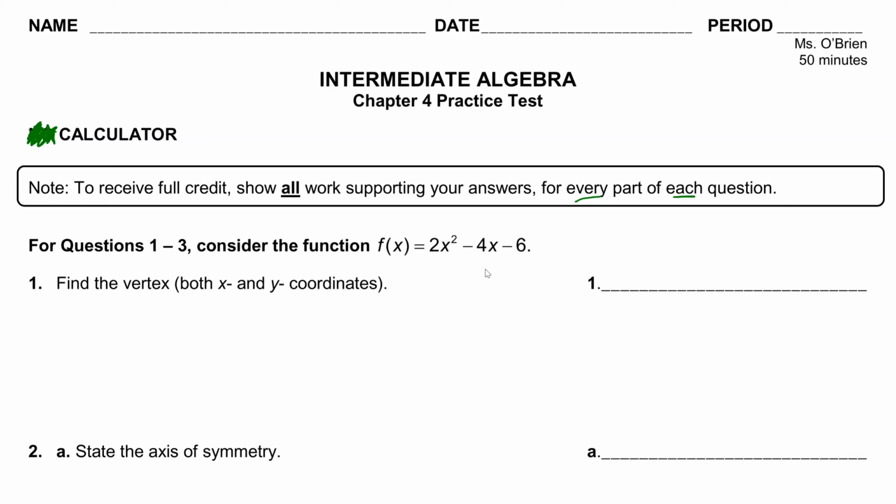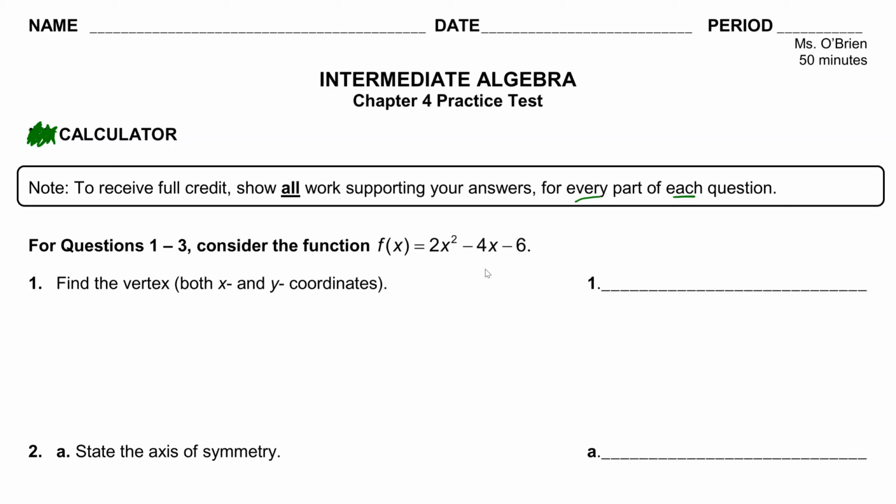There is, because I go through and I'm like, oh, okay, so number 1 is worth 2 points. I have to see how you solve for the x of the vertex. Then I have to see you plug that back in and find the y. I have to see your work.